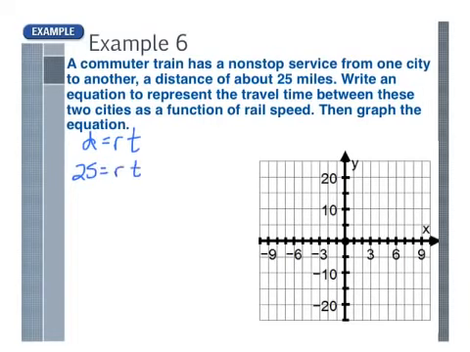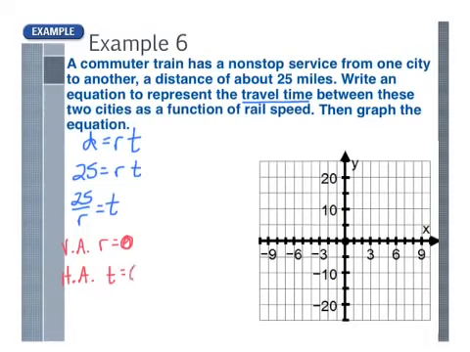And it says to write an equation to represent the travel time, so that means that we need to solve for t. So we're going to have 25 over r equals t. So that's the function that we're going to graph. To graph this function, we need to identify the asymptotes. So the vertical asymptote is going to be whenever your denominator is equal to 0. So that's, of course, when r is equal to 0, or I guess we could just call it x equals 0. And then your horizontal asymptote, since there is no number on the outside of the function, that's also going to be whenever t or y is equal to 0.